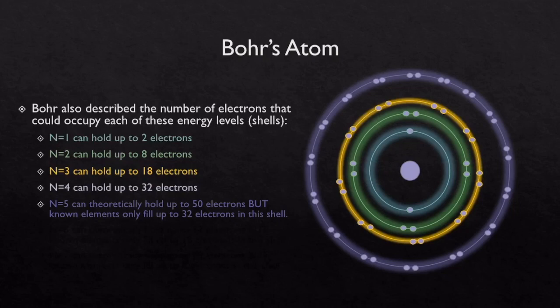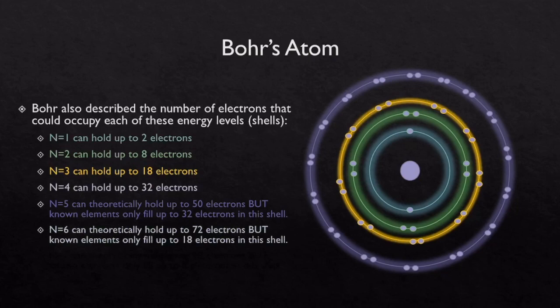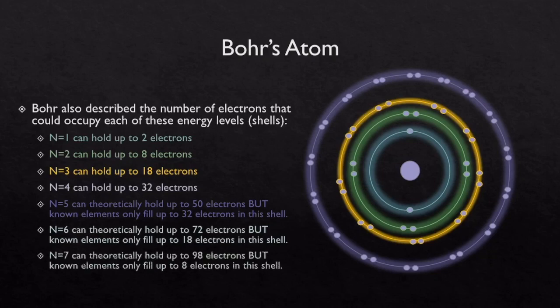And so n equals 5 can theoretically hold up to 50 electrons, but known elements only fill this energy level up to about 32 electrons. And energy level 6 can theoretically hold up to 72 electrons, but known elements only fill up 18 electrons in this energy level. And then n equals 7 can theoretically hold up to 98 electrons, but known elements will only fill up to 8 electrons in this shell.